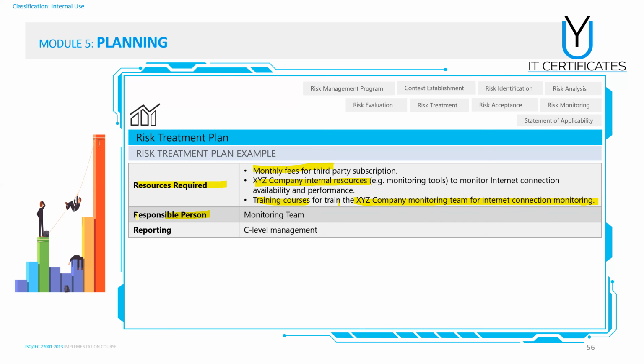Who is the responsible person? It will be the monitoring team. Who is the reporting person who will receive the reports about this risk? It will be, of course, the risk owner and all the C-level management board.